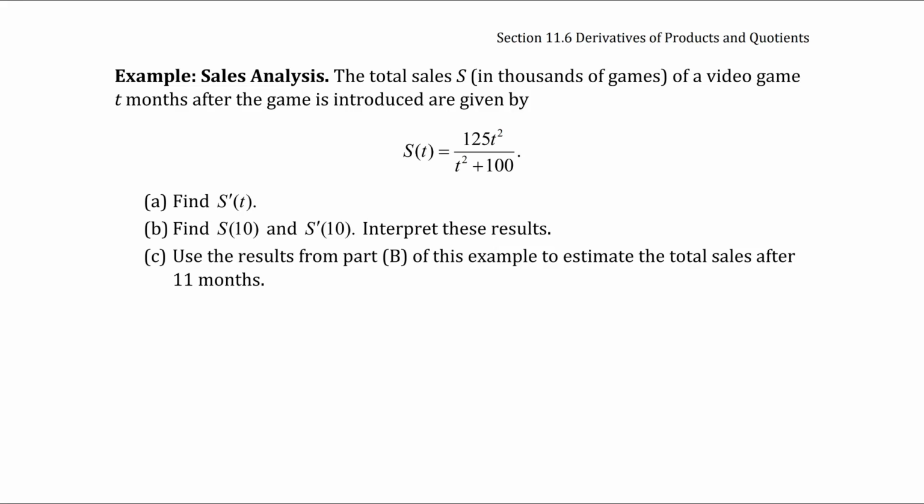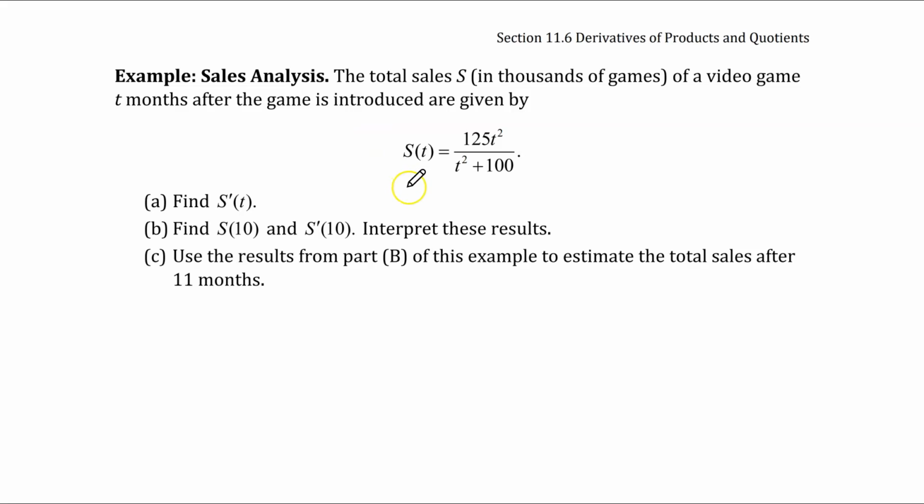Let's consider the following application problem. The total sales, in thousands of games, of a video game t months after the game is introduced are given by the function s of t equals 125t squared divided by t squared plus 100. Find the derivative s prime of t, find s of 10 and s prime of 10, and then interpret these results, and use the results from part B of this example to estimate the total sales after 11 months.